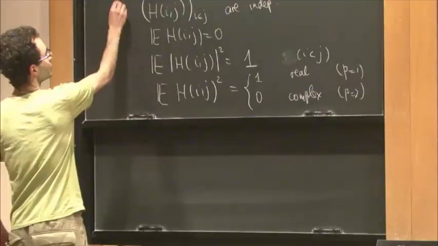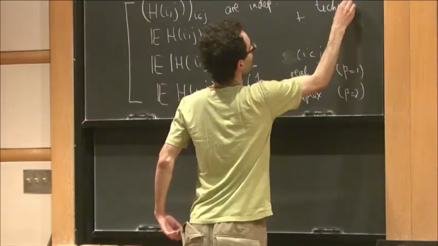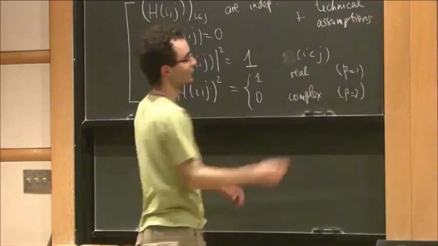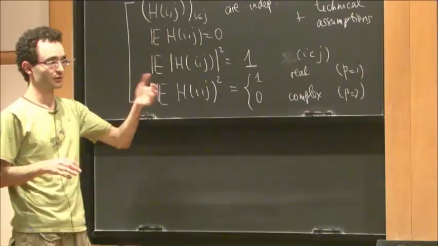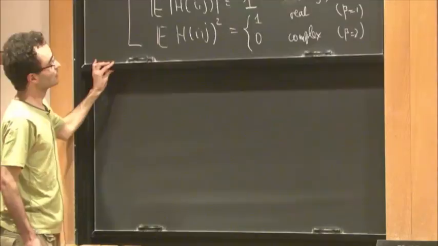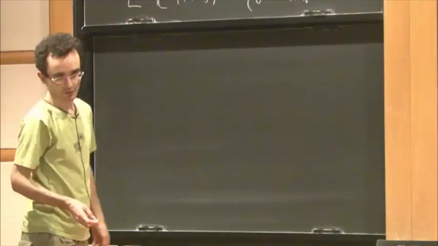In addition to all this, we will assume some technical assumptions, which in the original work of Sochnikov basically say that these entries have sub-Gaussian tails and the distributions are symmetric, but we'll discuss it later. So in this setting, okay.